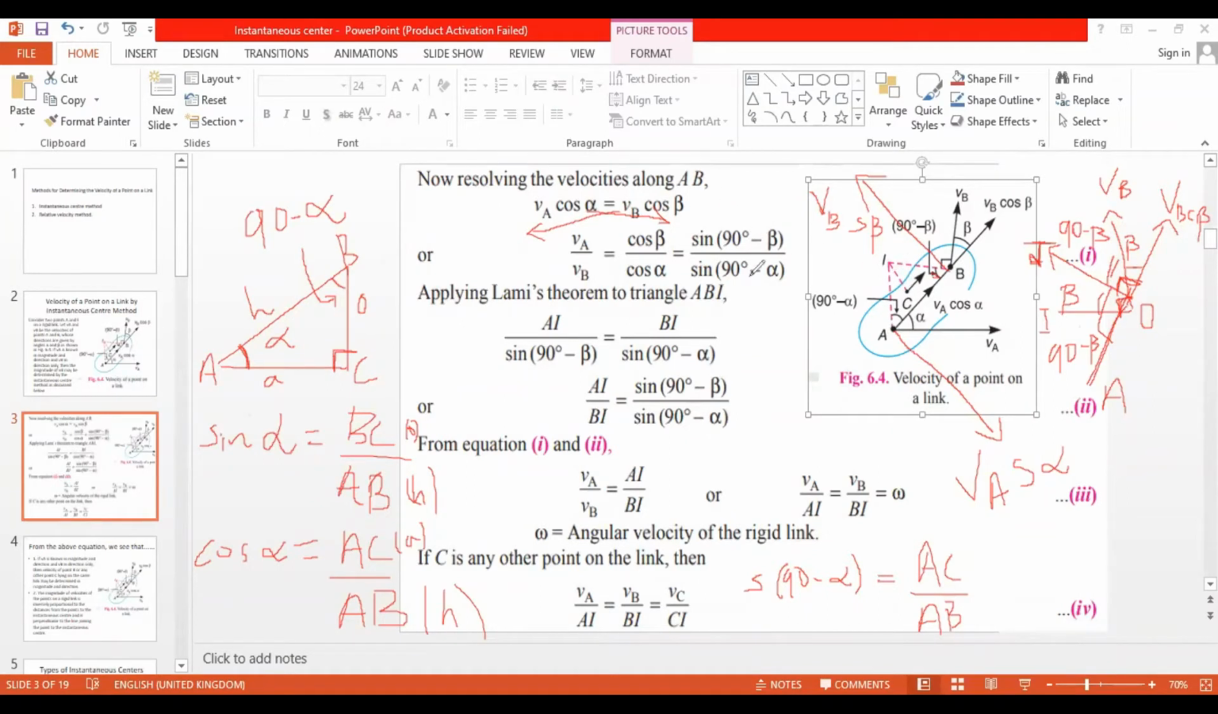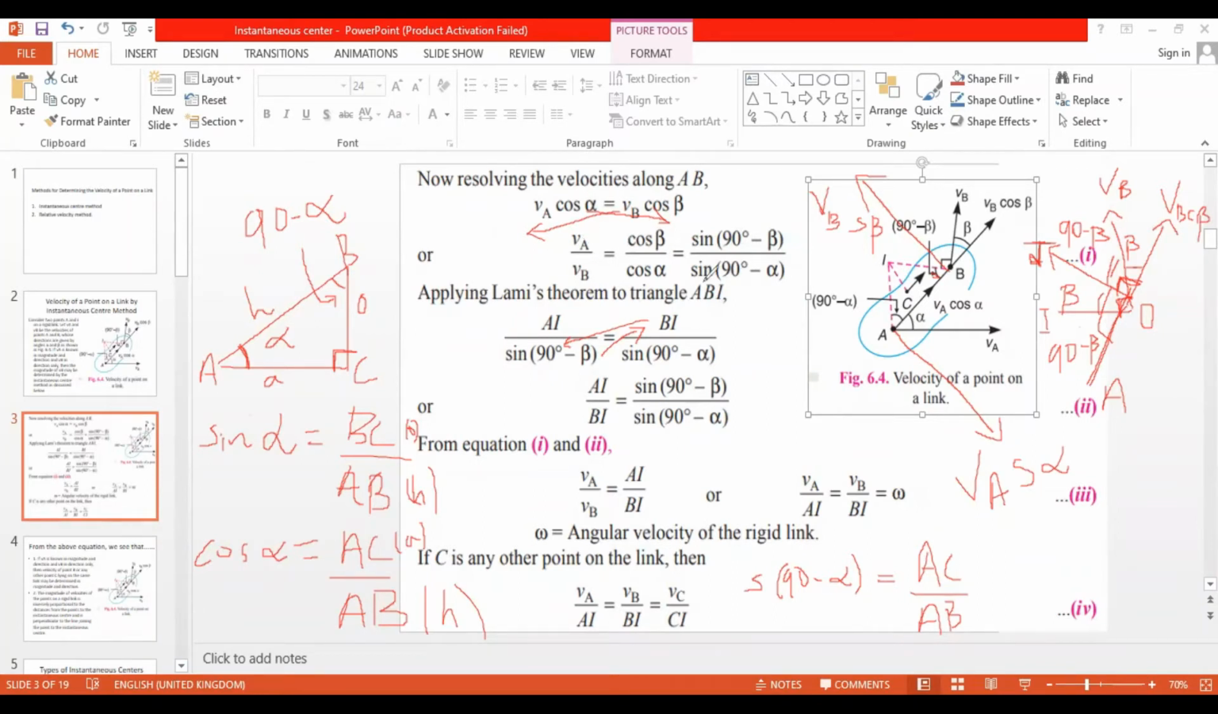Why? Because I don't need that component here. I need sine 90 minus beta, sine 90 minus alpha, but I don't need this component, so I'm not writing it. So now we'll solve it again. AI upon BI is equal to sine 90 minus beta upon sine 90 minus alpha, that we will consider as equation 2. Already we have an equation, that is 1: sine 90 minus beta upon sine 90 minus alpha is equal to VA upon VB, which is equal to cos beta upon cos alpha.